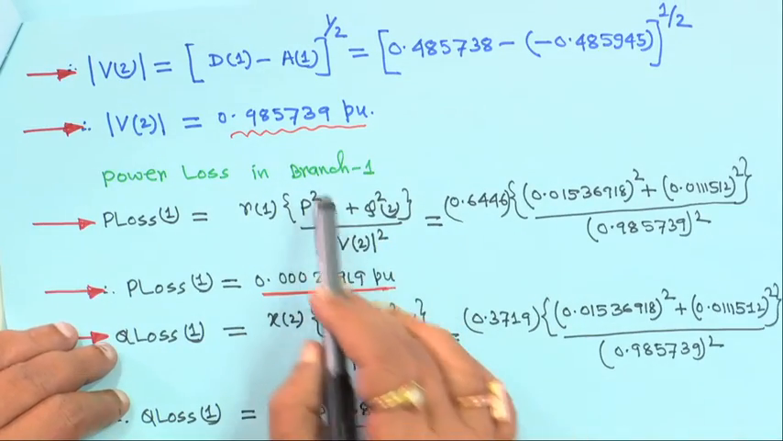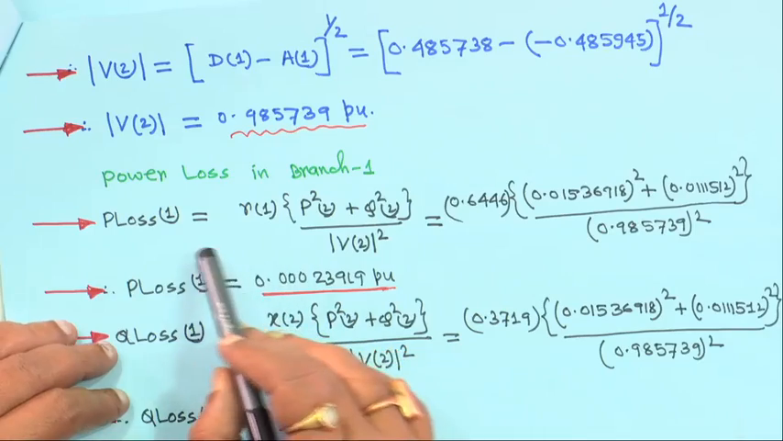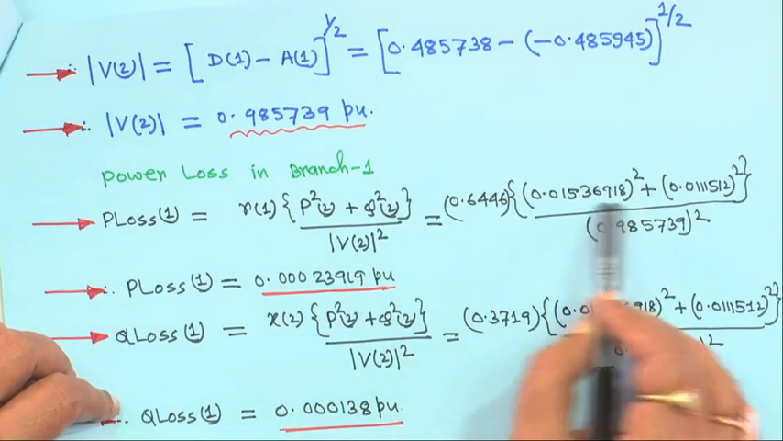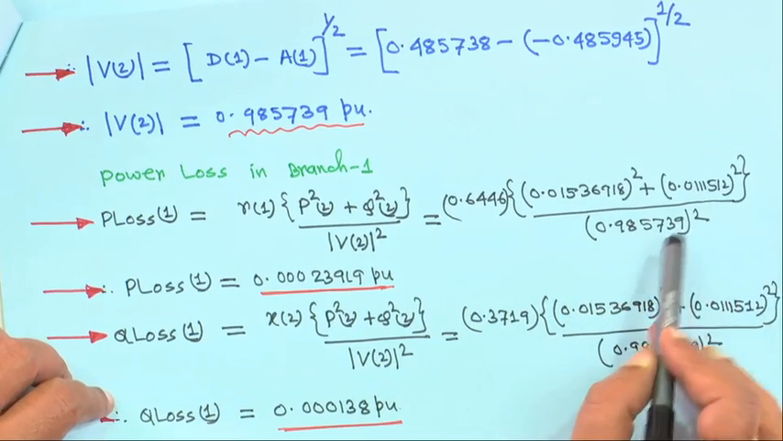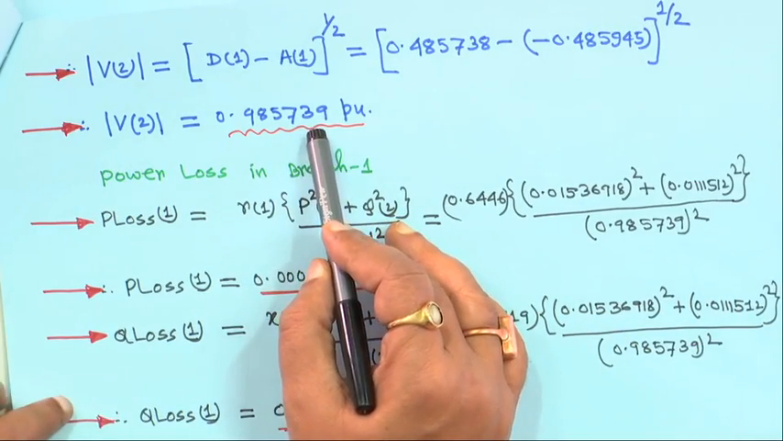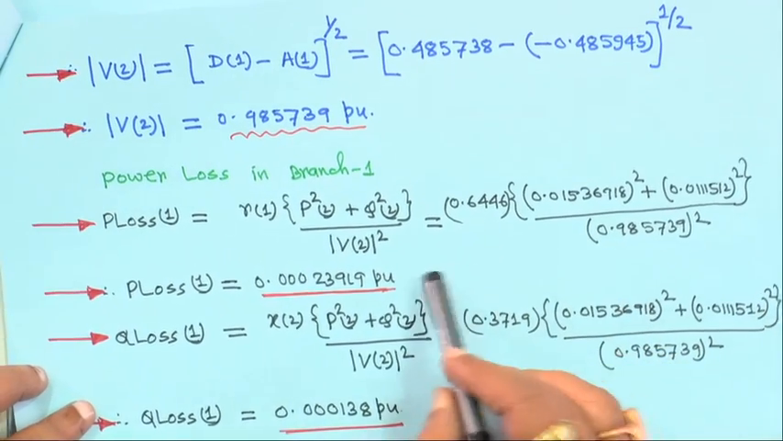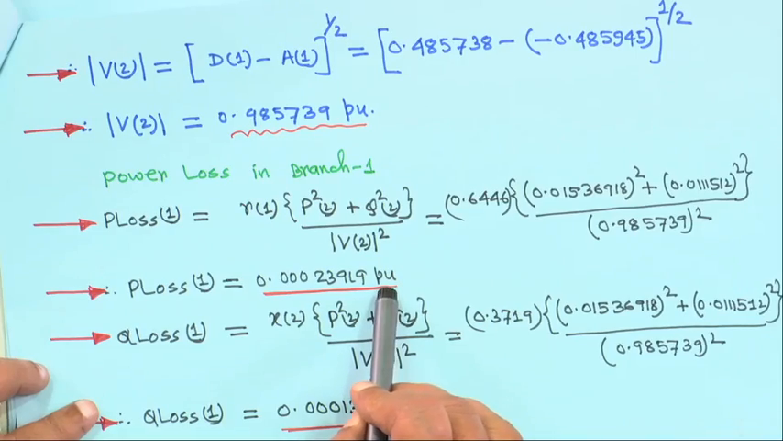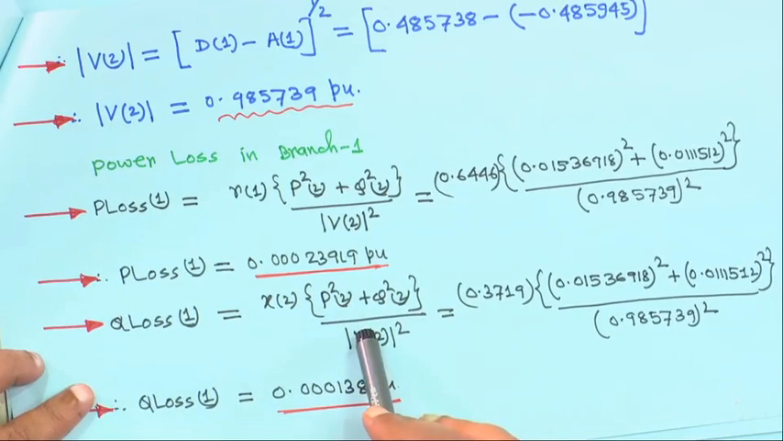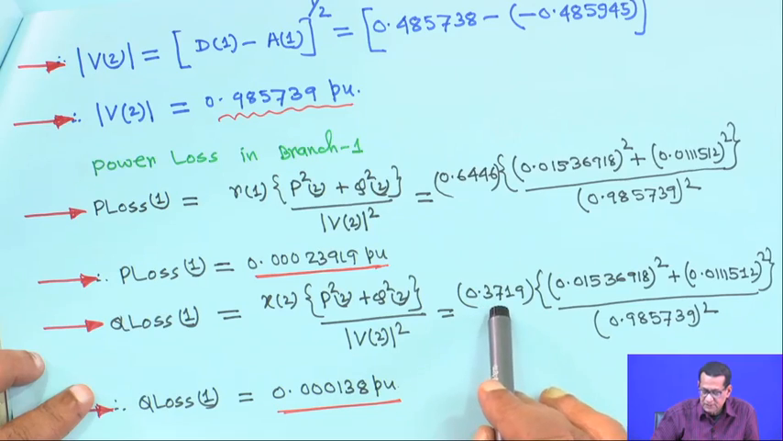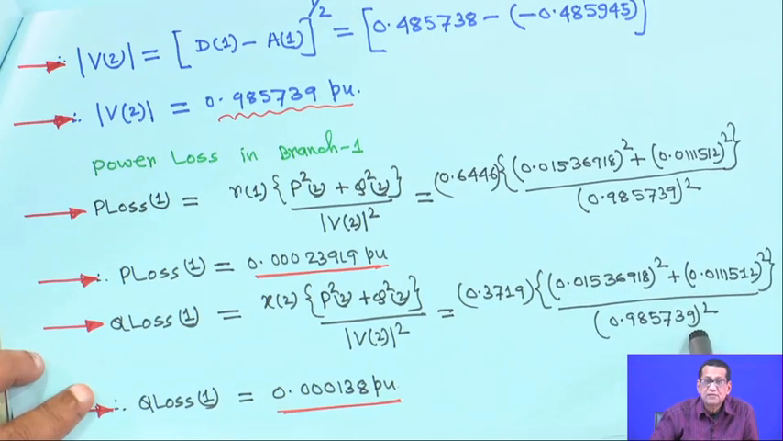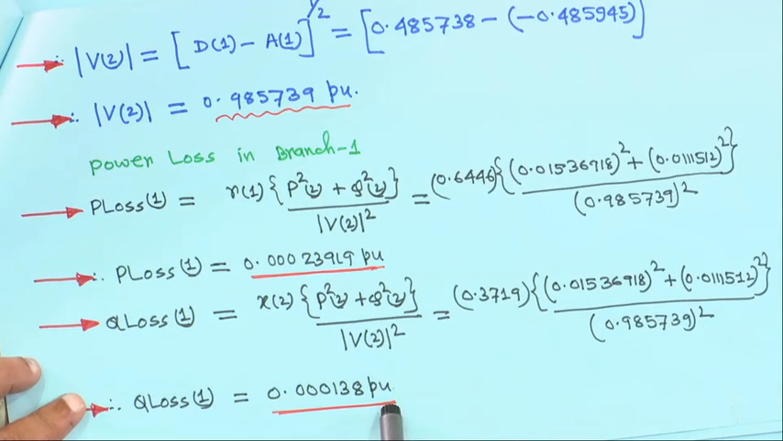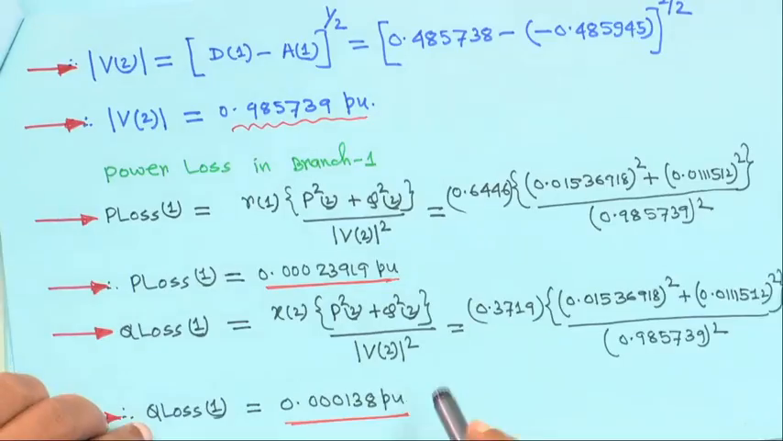This is the voltage magnitude. Now, power loss in branch 1 in the second iteration. Same formula, P loss 1 is R1 into (P2 square plus Q2 square) upon V2 square. So, R1, then substitute new values of P2, new values of Q2 and the new value of this voltage V2, right. If you compute, then P loss 1 will be 0.0002391 per unit. Similarly, Q loss 1 is also the same thing, only the X1 value will be changing, 0.3719 into the same thing, right. So, Q loss 1 will be 0.0000138 per unit, right. So, this is the loss on branch 1.